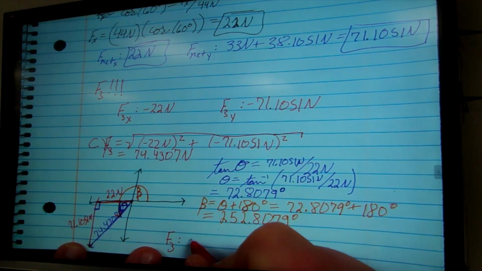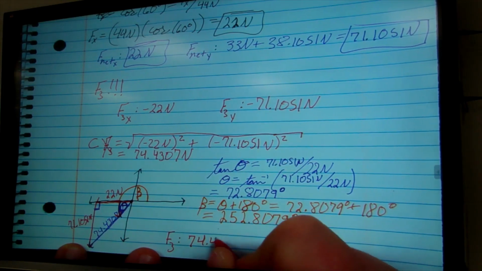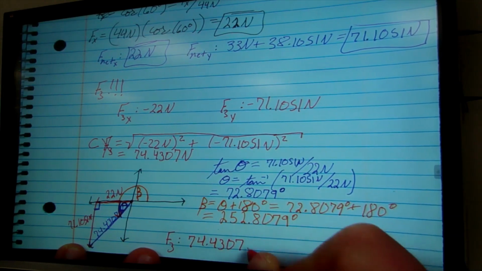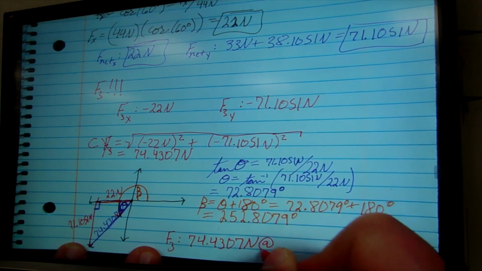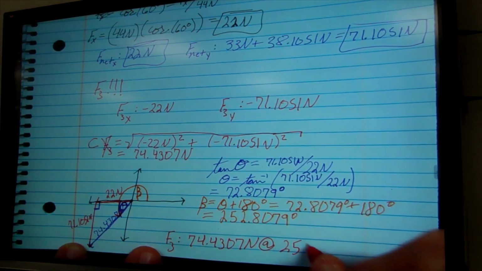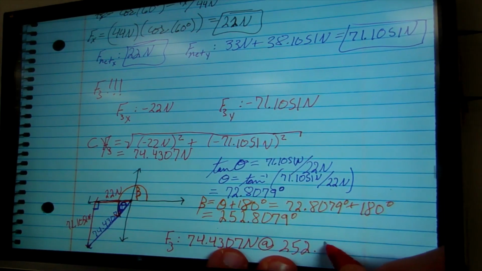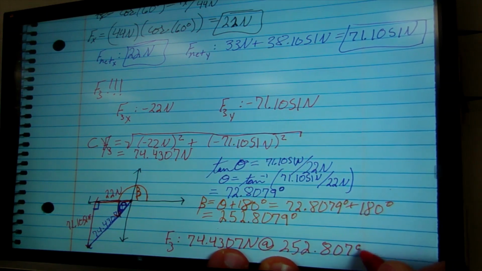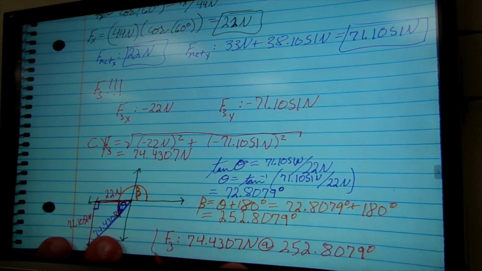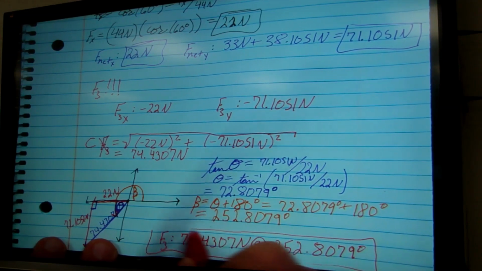So in that case, that means force 3 is equal to 74.4307 newtons at 252.8079 degrees.